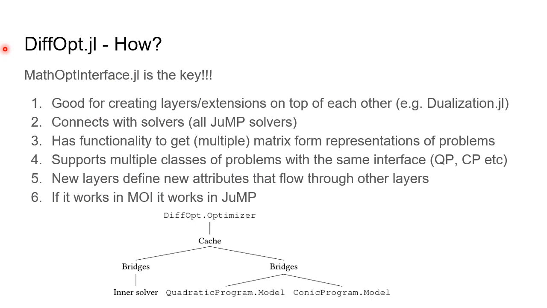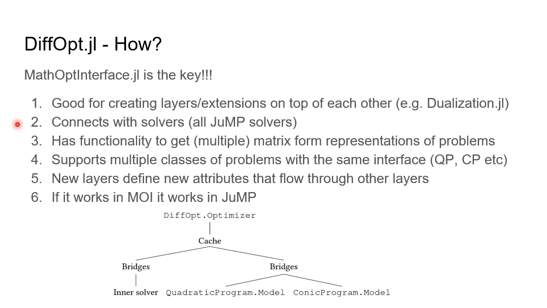And the fundamental thing for constructing all that is MathOptInterface. And why that? Well, MathOptInterface is extremely useful for creating layers and extensions that can be put one on top of each other. And that's by construction, because it's even used a lot in MathOptInterface itself due to bridges and caching optimizers and other tools that live inside MathOptInterface itself. But it has already been used by extensions. So for instance, the Dualization.jl package is a package that works as an optimization layer. What else? MathOptInterface allows you to communicate with all the solvers that work with JuMP.